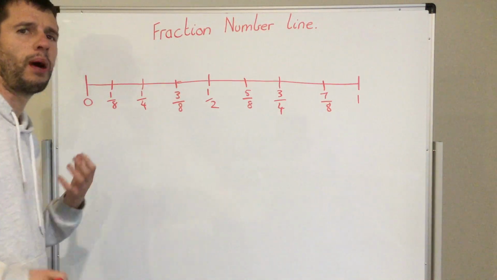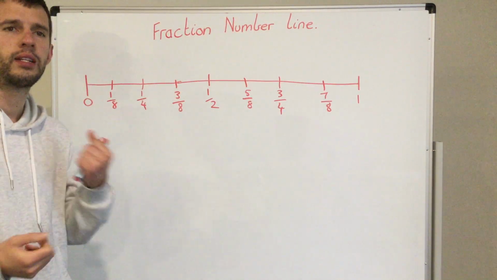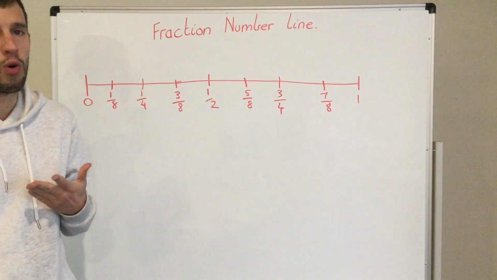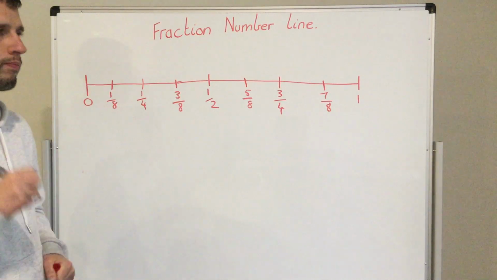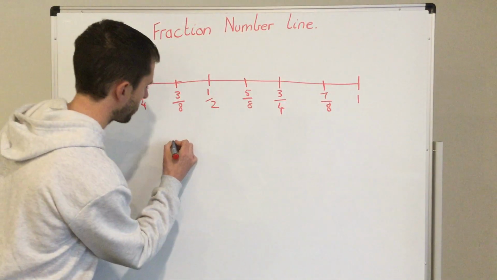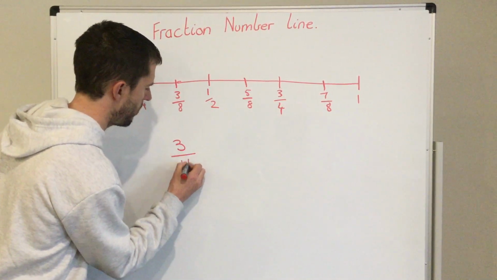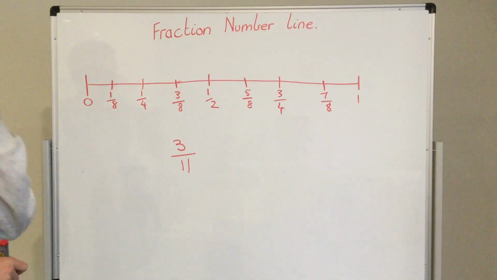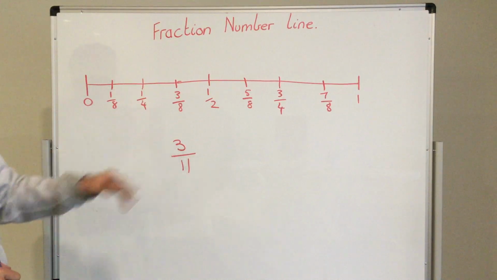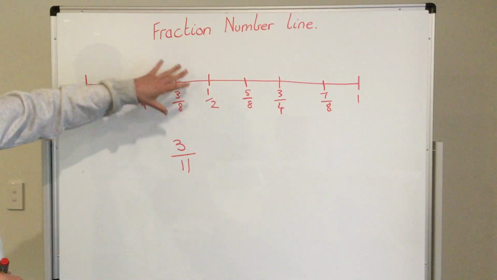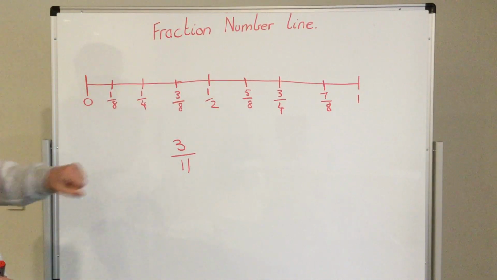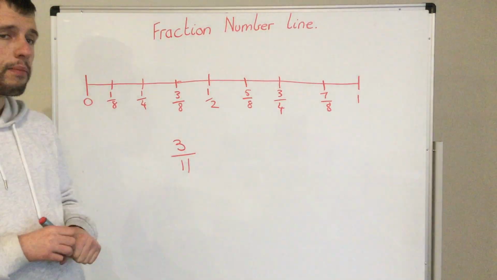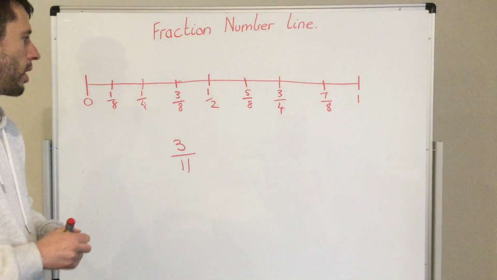Now when I get some harder fractions, I can start comparing and thinking, is it bigger or is it smaller? And where will I put it? For example, 3 over 11. I'm thinking it will be somewhere in this area because it's not half, it's less than half. So I'm going to pick randomly a quarter.